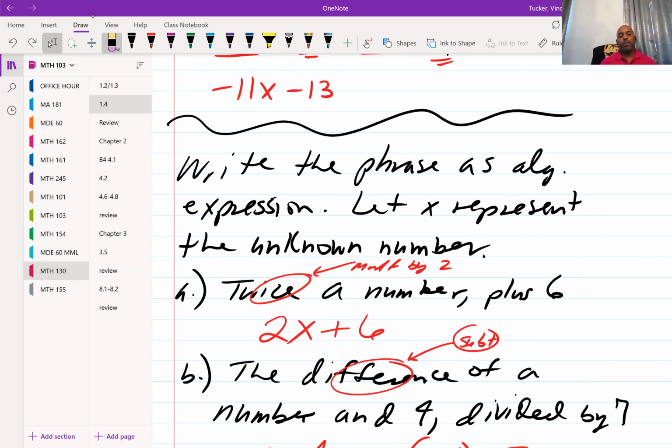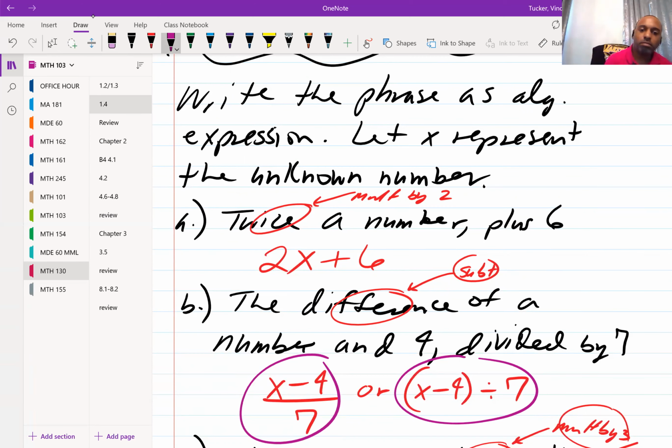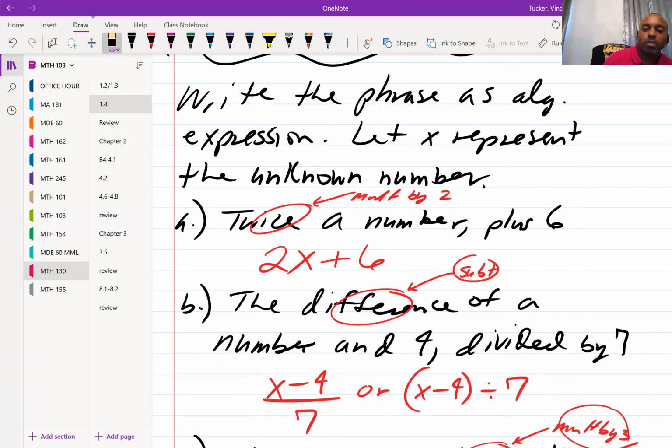Next one says the difference of a number and 4 divided by 7. So the difference is subtraction. So it's the difference of a number and 4. So it's going to be x minus 4, and then divided by 7. So you can write it this way or this way. Or you could even put a slash right here.